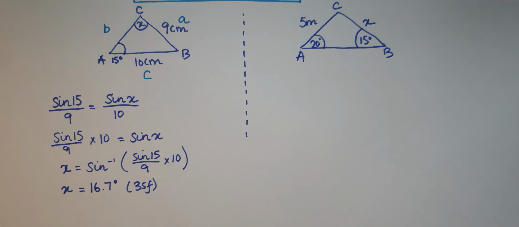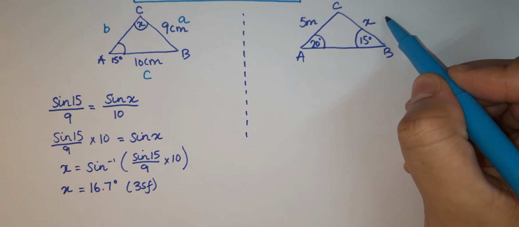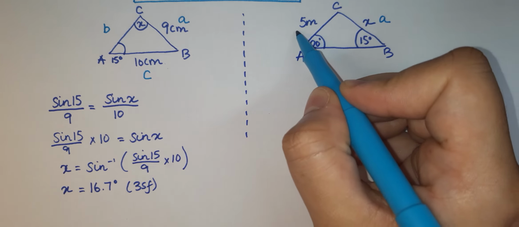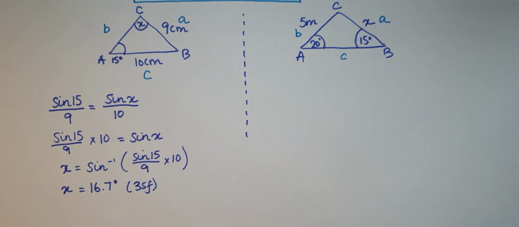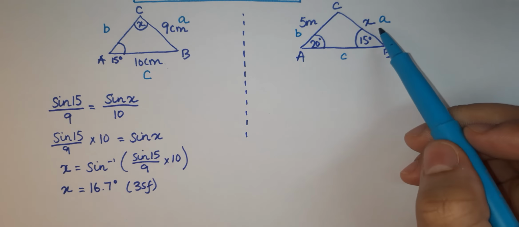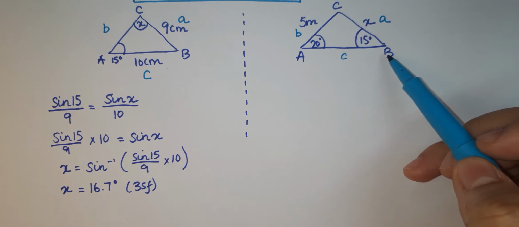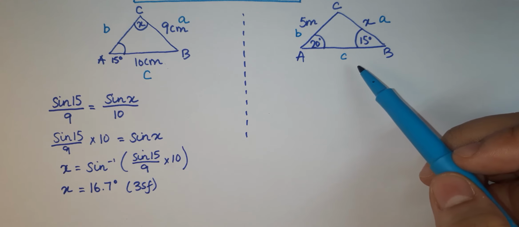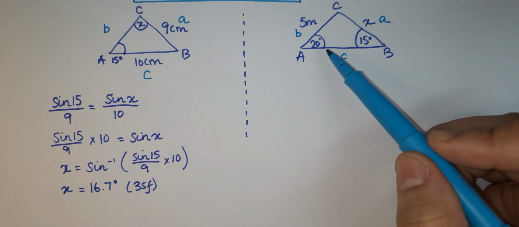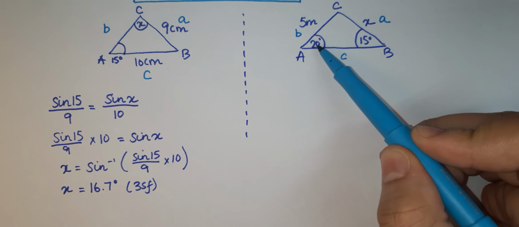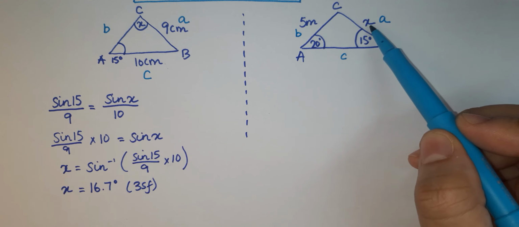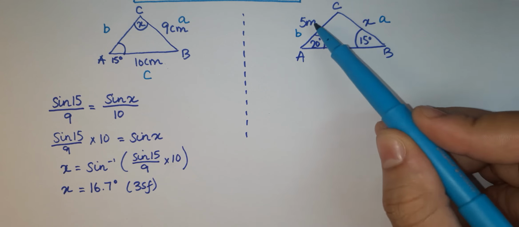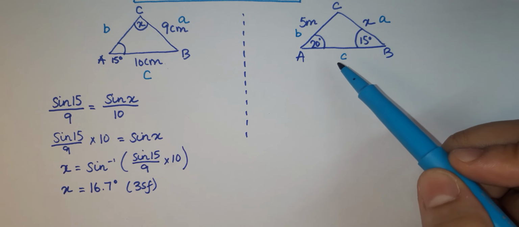So if this is capital A, this length will be small a. Same here, so this will be small b, and this will be lowercase c. Now we're trying to find out the length CB. So what we need to do is look at what we have. So we have the opposite angle here, so the A's, and we have a side B. So that's what we would use.